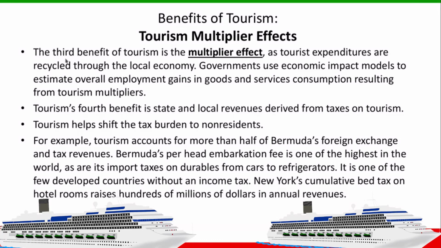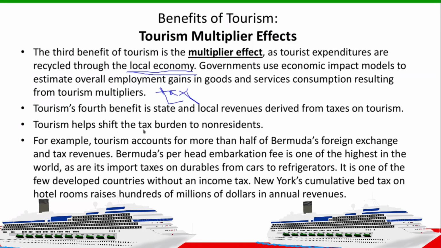The third benefit of tourism is the multiplier effect. So it talks about how tourist expenditures are recycled through the local economy, how it goes from one product to another product. Governments use economic impact models to estimate overall employment gains and goods and services consumption resulting from tourism multipliers. So all the tax which is being collected through the tourists, the foreign currency exchange which is added, then the other tourism bodies contributing towards the tax, these are all the multiplier effects of tourism.